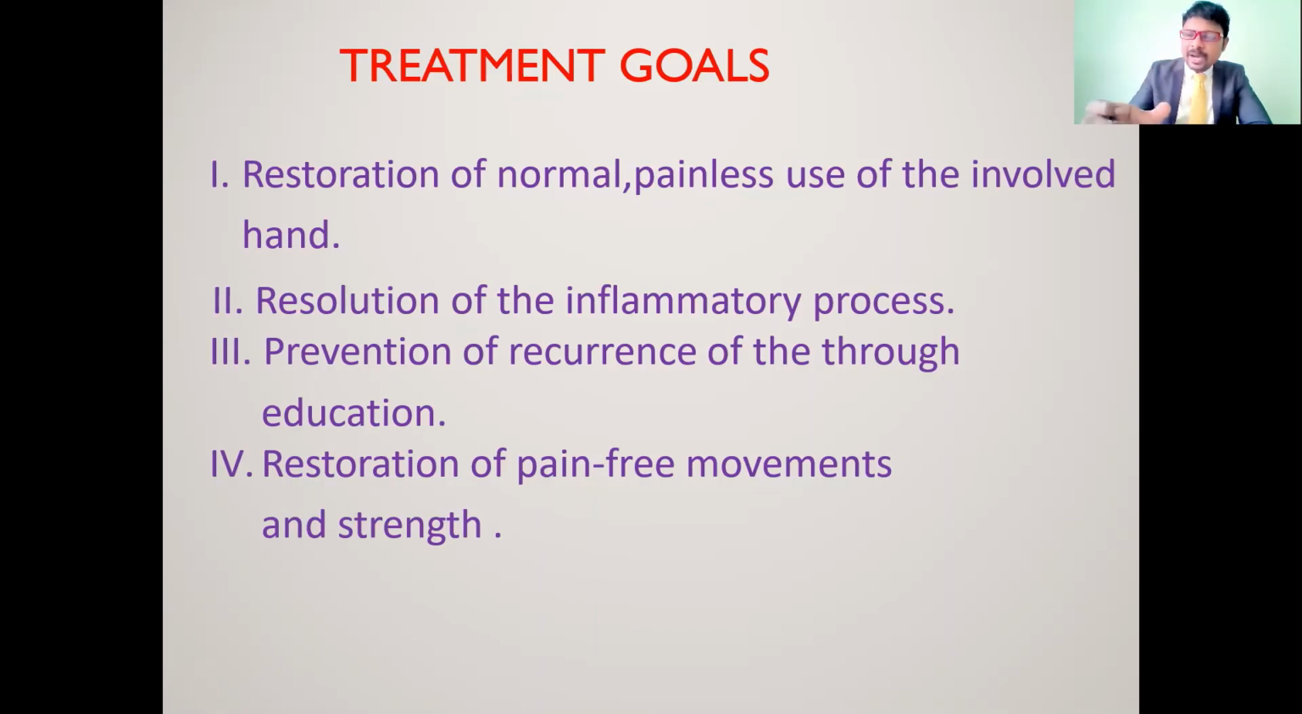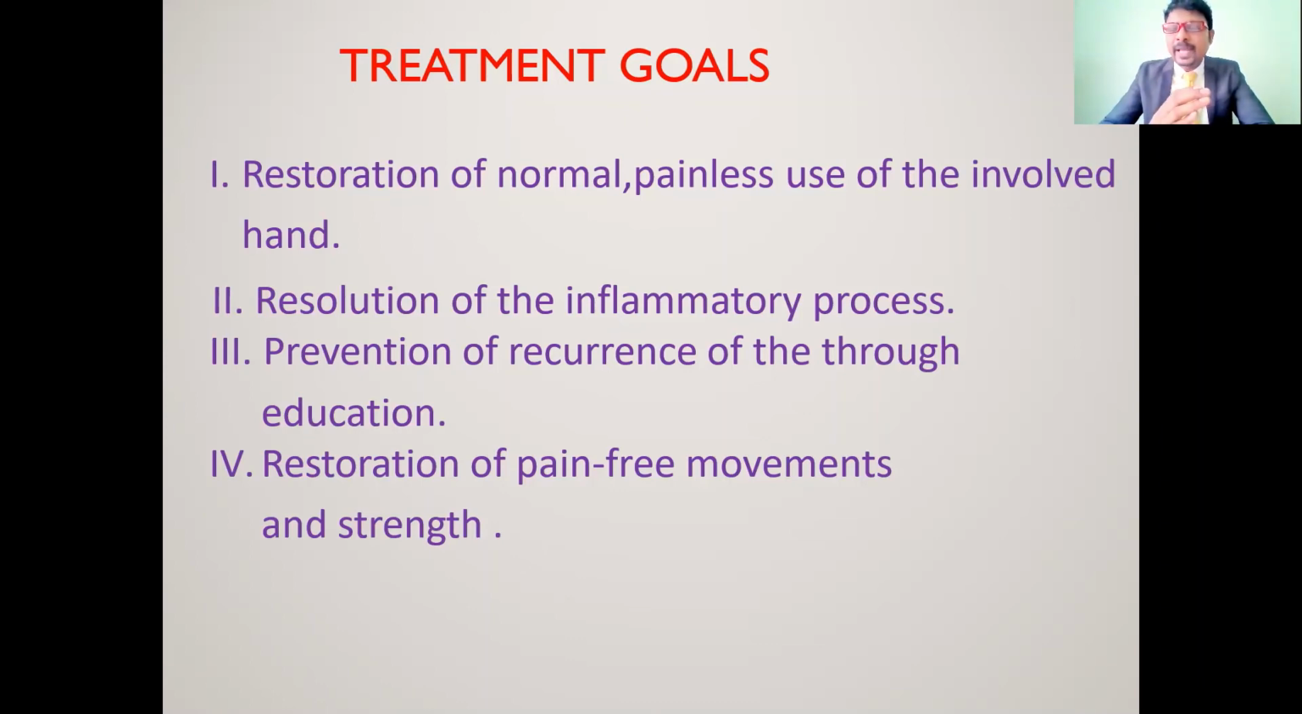So if they hold any object, use the hand while cooking, or wring out clothes, or sometimes squeeze dough or do any squeezing activity, it may cause severe pain in the thumb region.